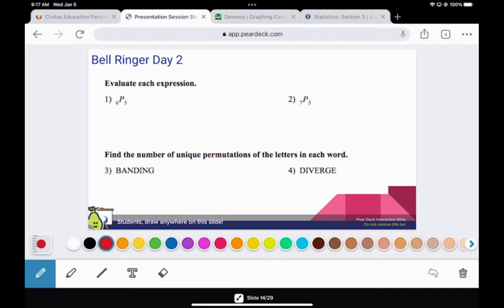It seemed like 1 and 2, you guys did well, but I'm going to put in the answer just in case you want to check your work, okay? The answer for number 1 is 720. For number 2 is 210.